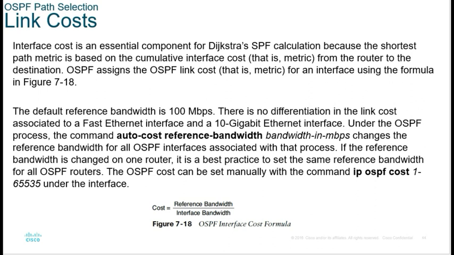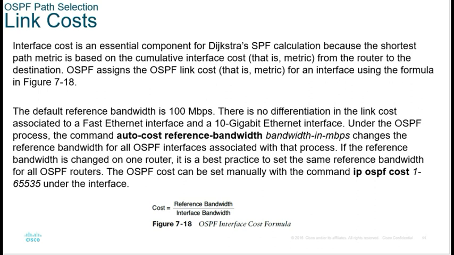So the metric for OSPF is the cost, and this cost is calculated based on the cost of the interface. For OSPF, to find the best path it uses the shortest path first calculation. We look at the total path cost from the source to the destination. By default, OSPF uses this formula: cost equals the reference bandwidth divided by the interface bandwidth. And the reference bandwidth by default is 100 megabits per second.